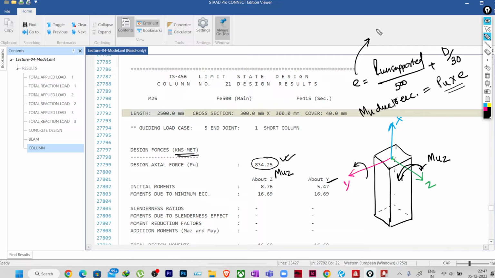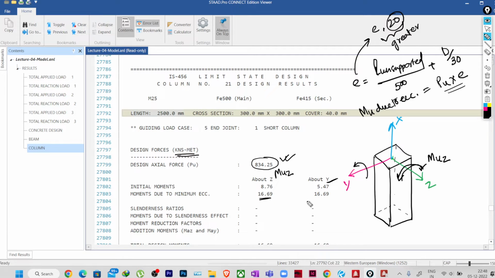So whatever value we got, we need to compare it with 20 mm, whichever is greater. That we need to consider as our minimum eccentricity, and then we need to find the moment due to minimum eccentricity. So here, if you see, what is the moment due to minimum eccentricity? 16.69. So let us check how it is actually found.